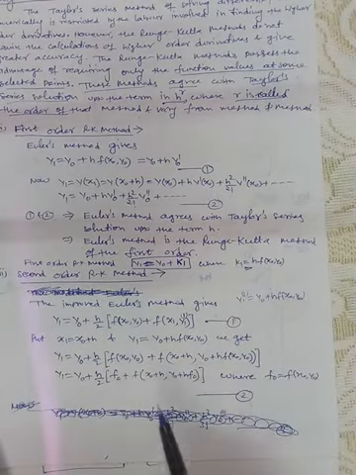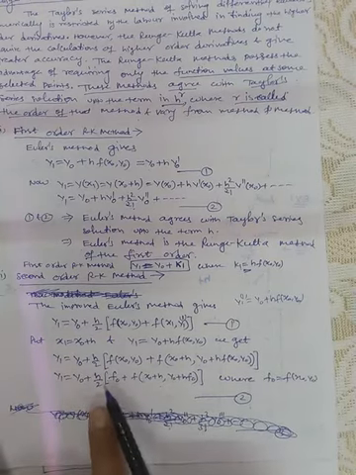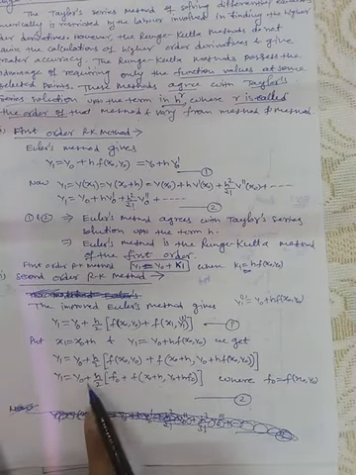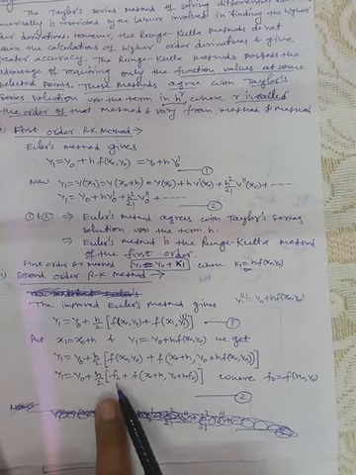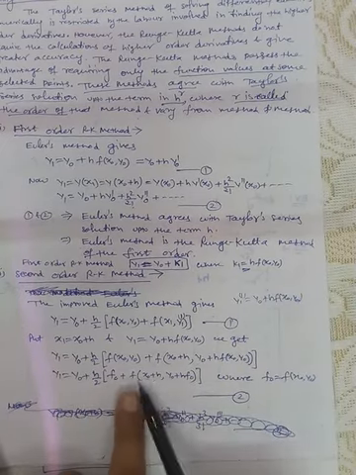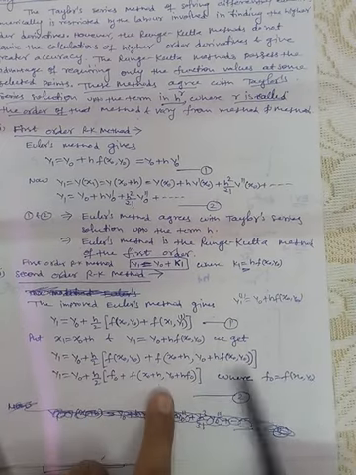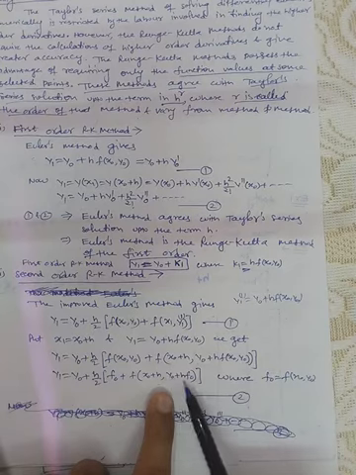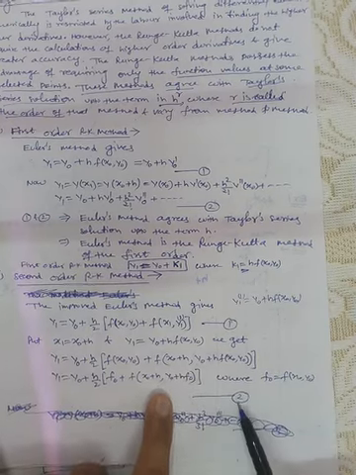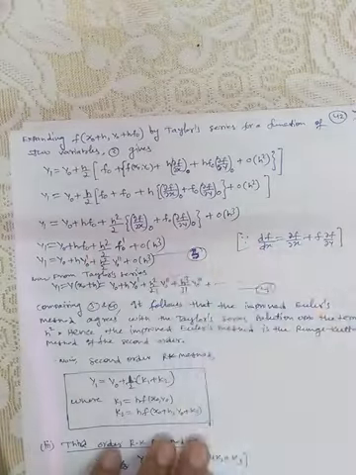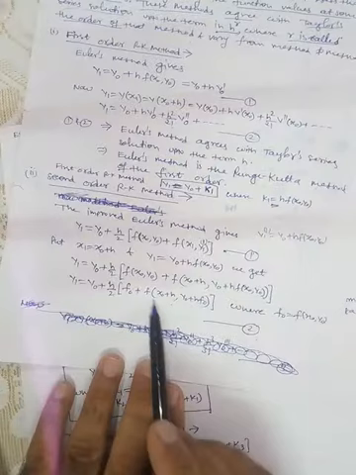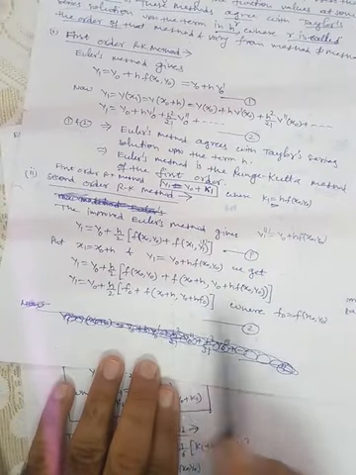And now this is in short written as y0 plus h by 2 times f0 plus f at x0 plus h, comma y0 plus h f0. So this is equation number 2. Now we will expand this function with the help of the Taylor series.